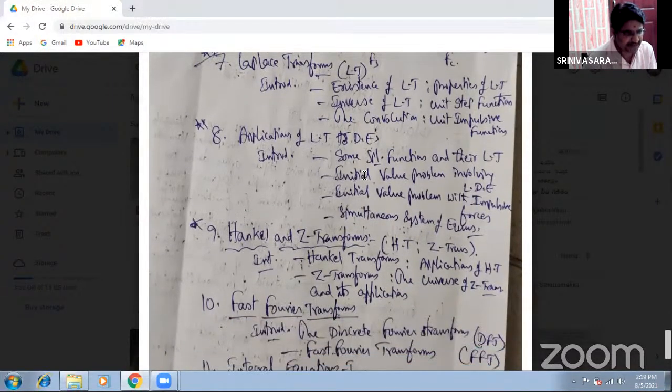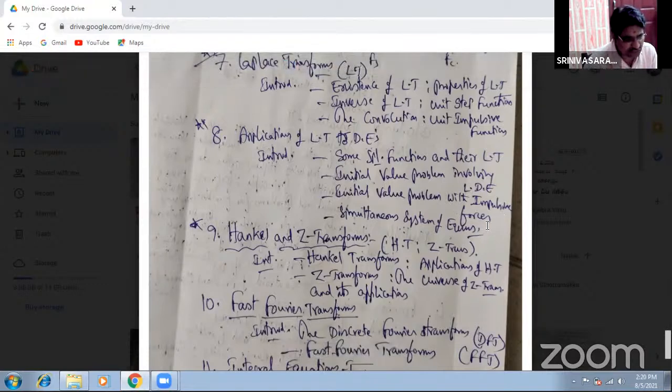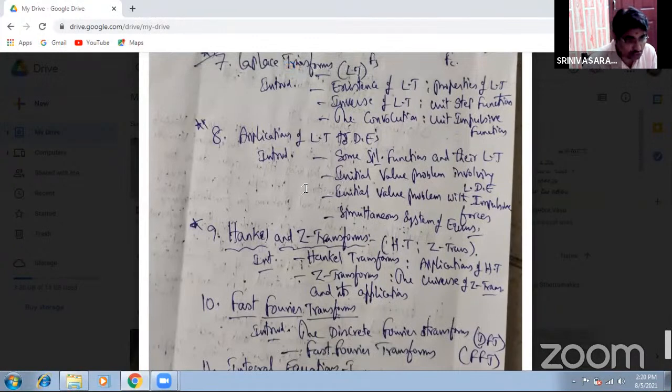Okay, this is the Laplace transform part, and the applications of Laplace transform. What are some applications, some special functions and their Laplace transformations? Now initial value problems involving linearity, and initial value problems with impulsive forces. How to involve the force part through the Laplace transformation. Okay, how to find the force. Now some IVP problems with impulsive forces.